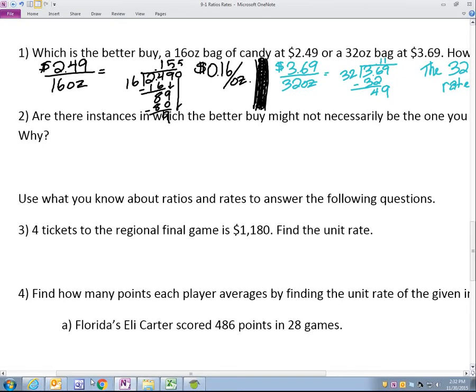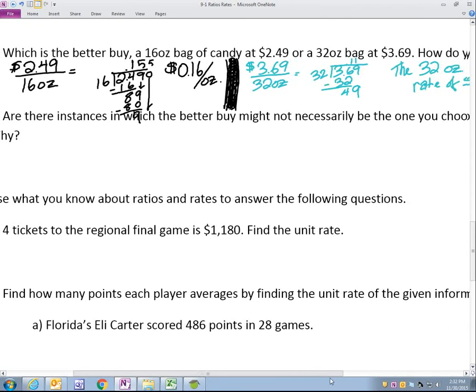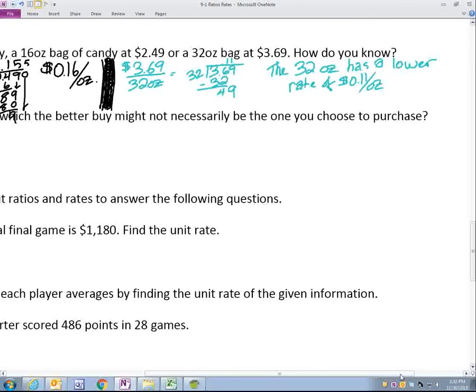Or how about this one? Maybe you don't have $3.69 because then there's tax added onto that. So just because something is a better price doesn't mean that you have the money to buy it.